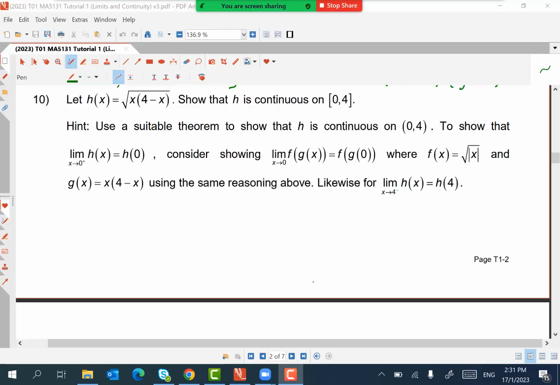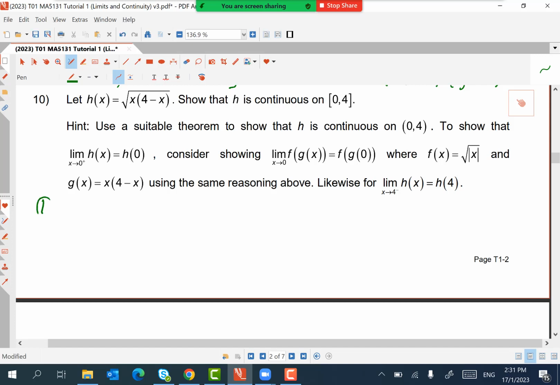Okay, class, allow me to start off with question 10. I thought I should actually go back to question 10 to do it carefully and properly, because I think the last lesson I did in a very sketchy manner. Okay, let's do it carefully. This question, step one for this question.